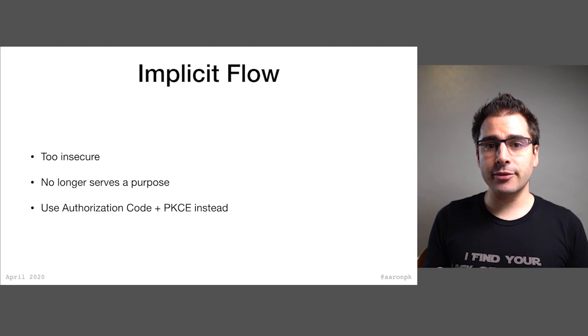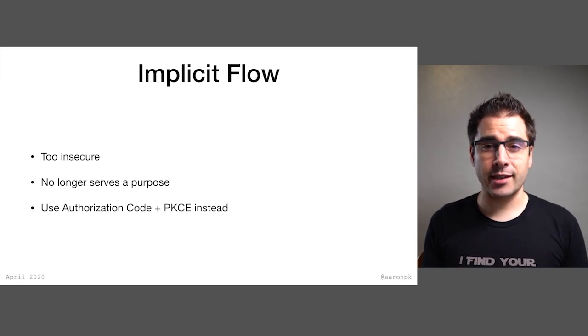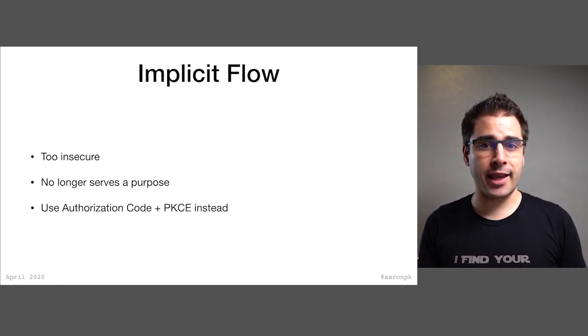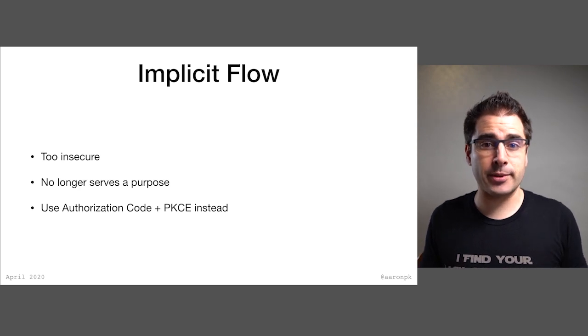So the OAuth security best current practice is effectively taking it out of the spec. Another thing the OAuth security best current practice says is that the implicit flow is no longer useful either. And instead, you should use the authorization code flow, of course, with PKCE. The implicit flow has a similar story with the password grant, where it had a purpose originally, and now it just doesn't really have a purpose anymore.